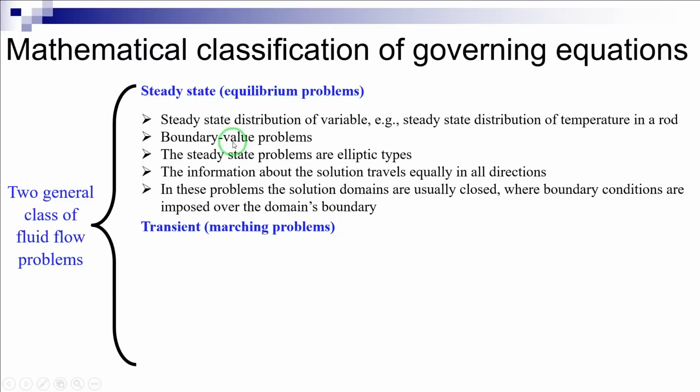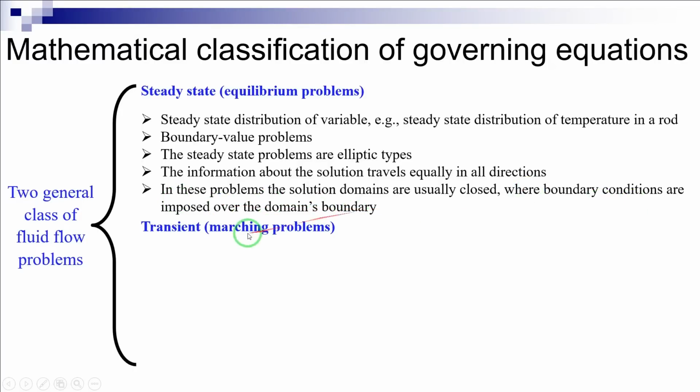The steady state problems mathematically are considered as elliptic types. The information about the solution travels equally in all directions. In these problems, the solution domains are usually closed, where boundary conditions are imposed over the domain's boundary.